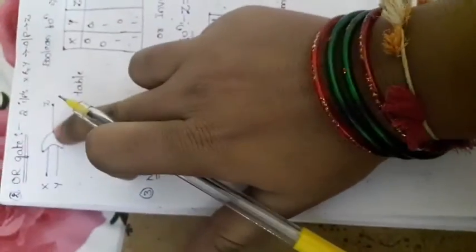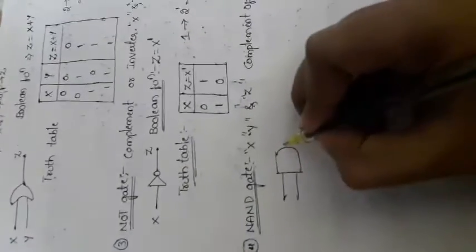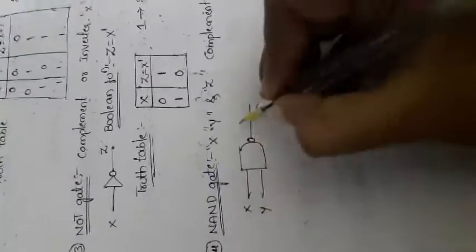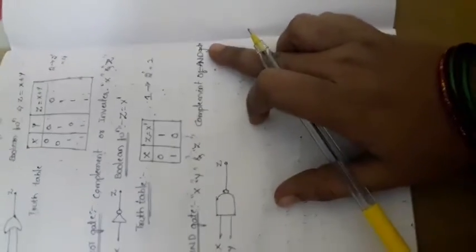Just now I explained that OR with a bubble is what we call the complement OR gate. Like this, here also I am considering AND with a bubble, that is called the NAND gate. X, Y, this is Z. Just observe, the AND gate becomes like this. I can take the same AND gate but with a bubble. The bubble, as I already explained, is the complement. That's why the NAND gate is also called the complement of the AND gate.